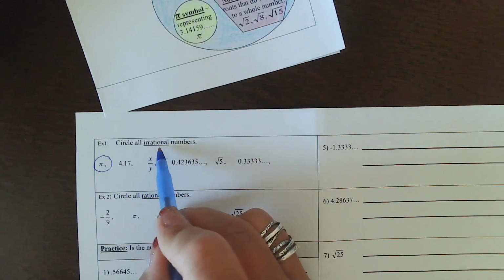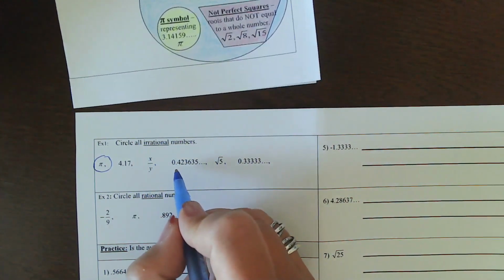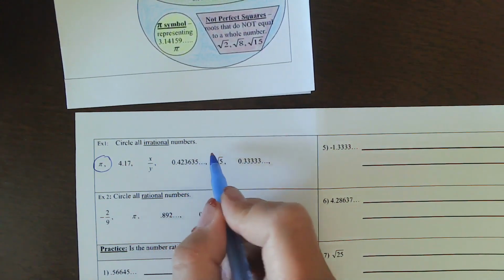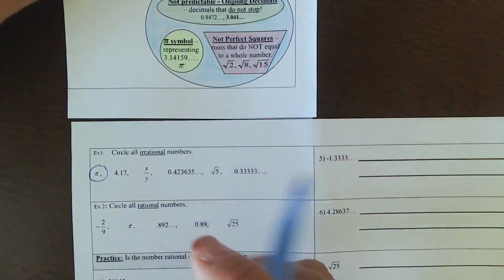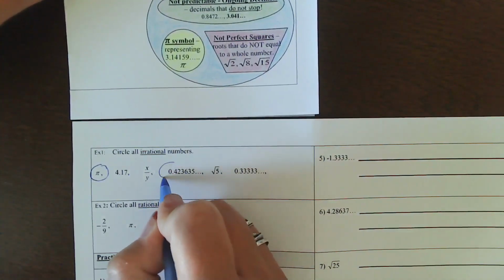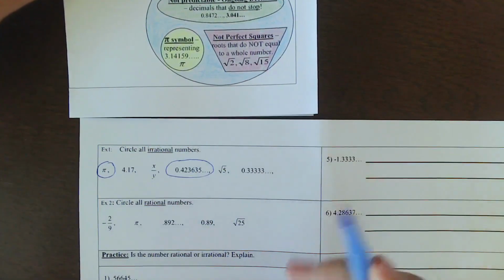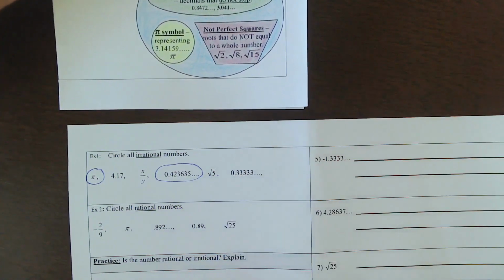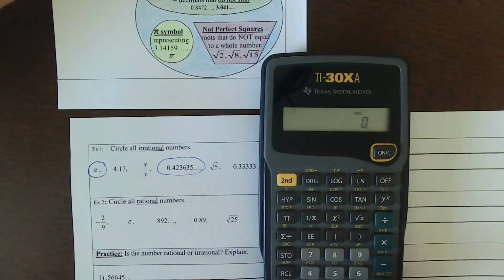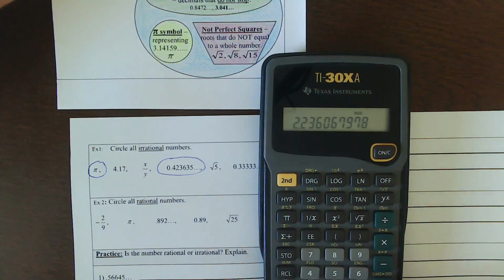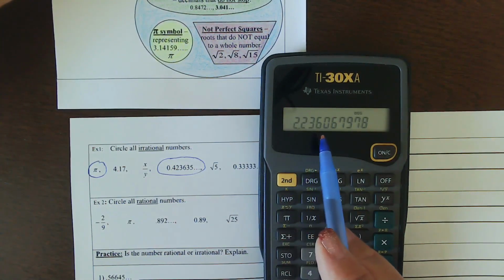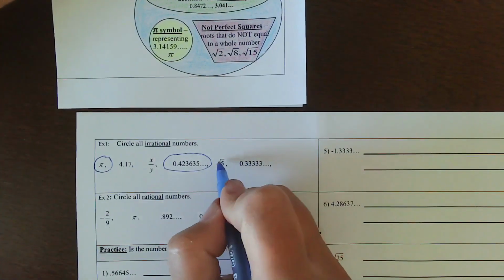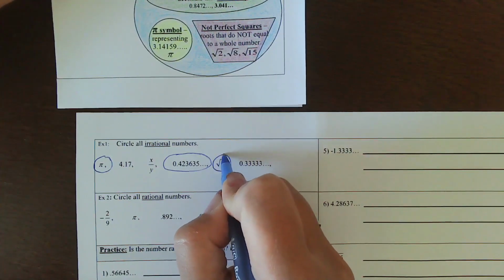We need irrational. Here we go. 0.423635. Go, go, go, go. Don't stop. What's next? Don't know. No idea. Irrational. Crazy. Square root of 5. How much is square root of 5? Let's see. Square root of 5 is 2.23606. Oh, that's not any prediction there. Irrational. This is not a perfect square.